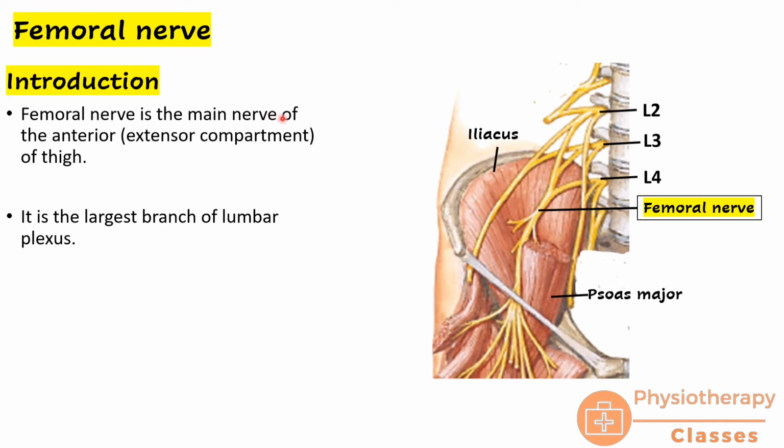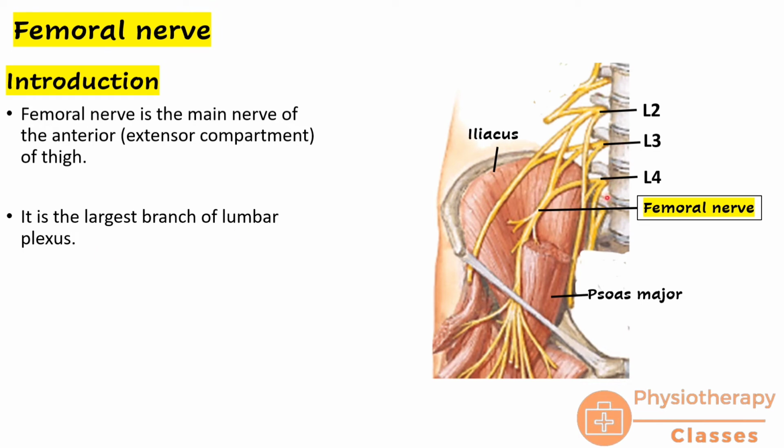Femoral nerve is the main nerve of the anterior compartment of thigh, which is also known as the extensor compartment of the thigh because it contains a muscle known as quadriceps femoris, which is responsible for extension at the knee. It is the largest branch of lumbar plexus.